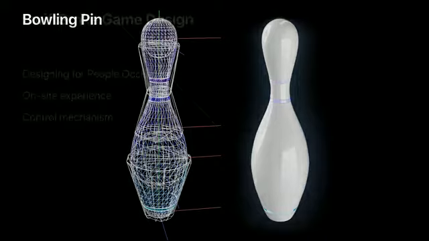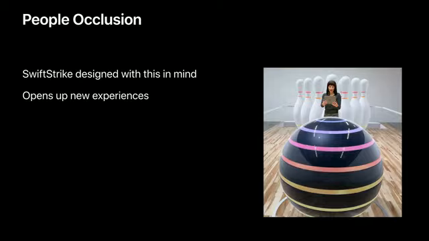So lastly, let's talk a little bit about the game design. And that has three areas: designing for people occlusion, building an on-site experience, and defining a control mechanism for the game itself. When we learned about ARKit 3's person occlusion, we knew right away that we wanted this year's game to be a full-size experience. And we designed it so that you see person occlusion happening right from the start. When you're in starting position, you see the ball in front of you, you see the other player, and you see the pins behind the other player. Right away, person occlusion is a big part of the game.